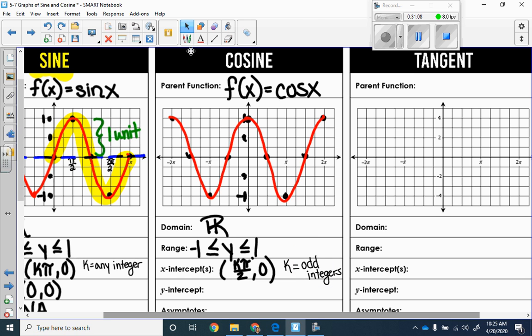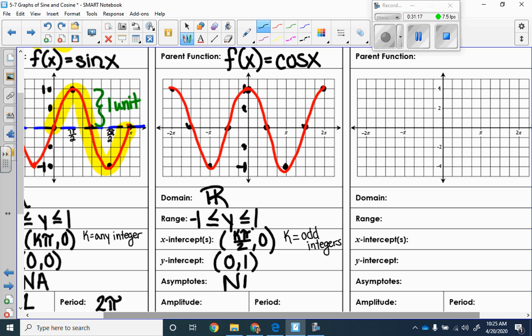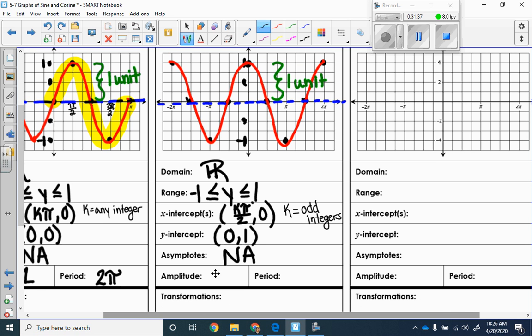As far as a y-intercept goes, our y-intercept is up at that maximum, so that would be at +1. There are no asymptotes to worry about. The amplitude is the same as with sine. We are going to have our midline at the x-axis right here, and the distance from your midline to your maximum right there is 1 unit. So our amplitude is going to be 1.